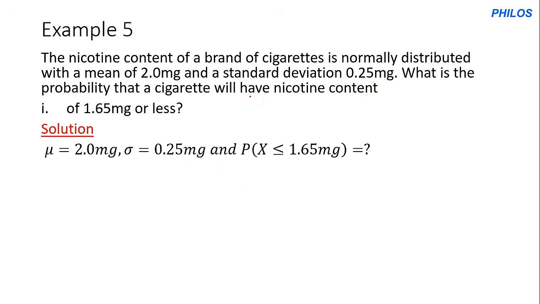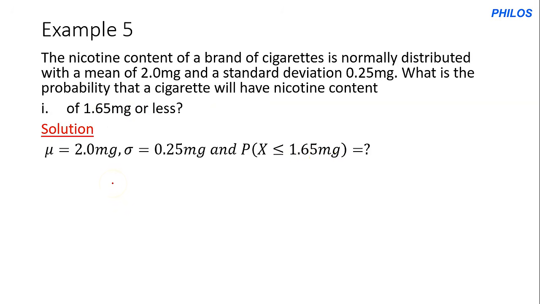Now please always read the question carefully. If the question gives you variance, first convert the variance to standard deviation. Okay, to convert a variance to standard deviation, you take the square root of the variance. But the question says you should find a probability of 1.65 mg or less. So we are finding x less than or equal to 1.65 mg.